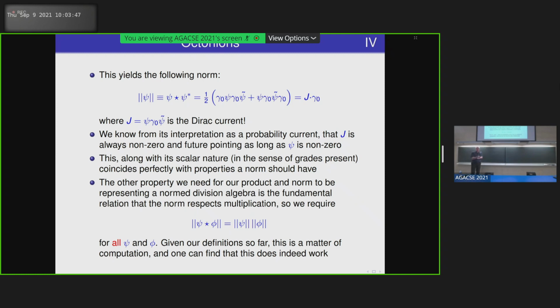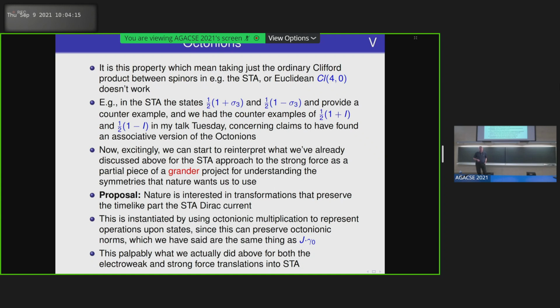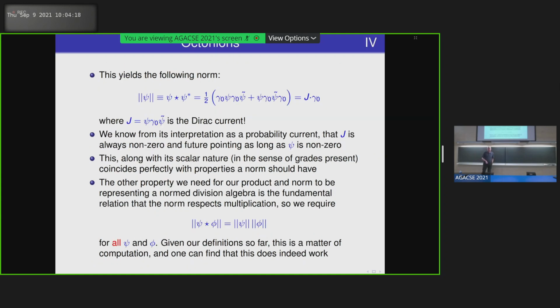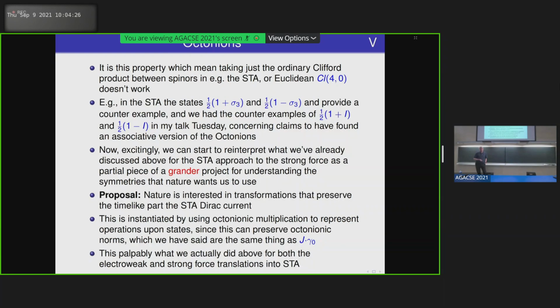Now, what you need for an octonionic norm, and for this to represent a normed division algebra, is the fundamental relation that the norm respects multiplication. So we require that the norm of psi star phi should be the norm of psi times the norm of phi. This is the crucial relation that I was talking about on Tuesday, that the norm of the product is the product of the norms. Does this work? And it does. You can work out that this happens perfectly, and you're taking the product of the time-like parts of the Dirac current.